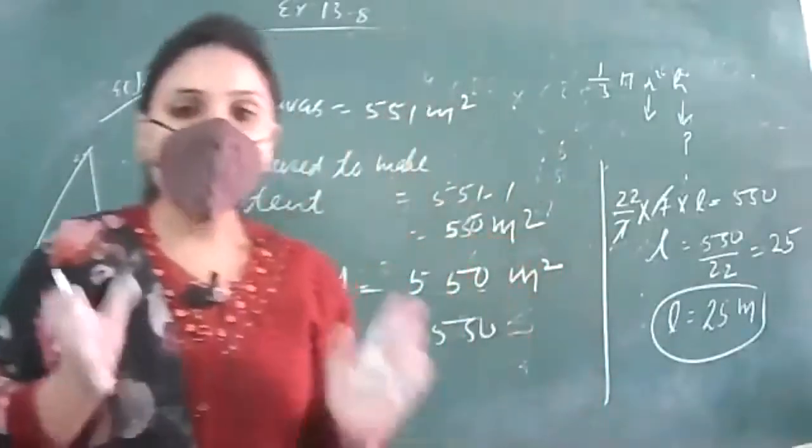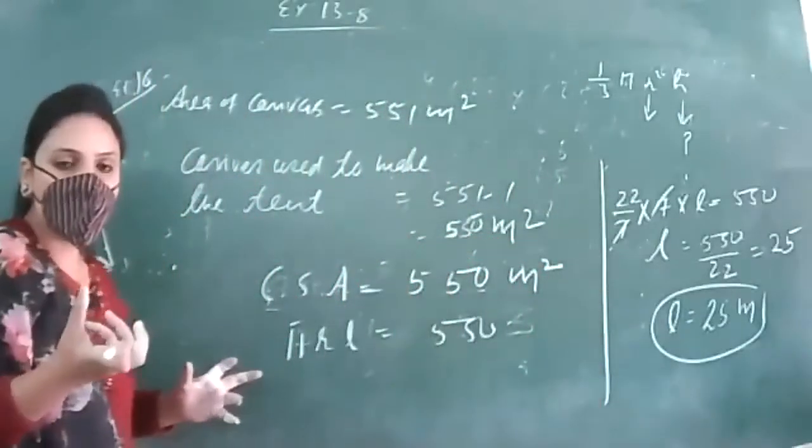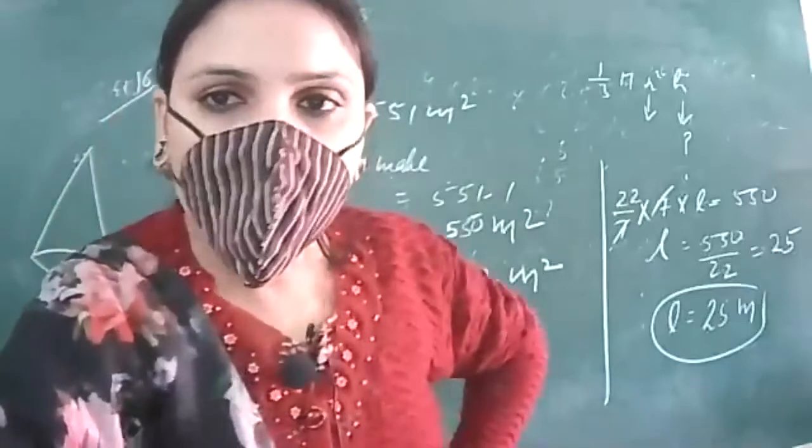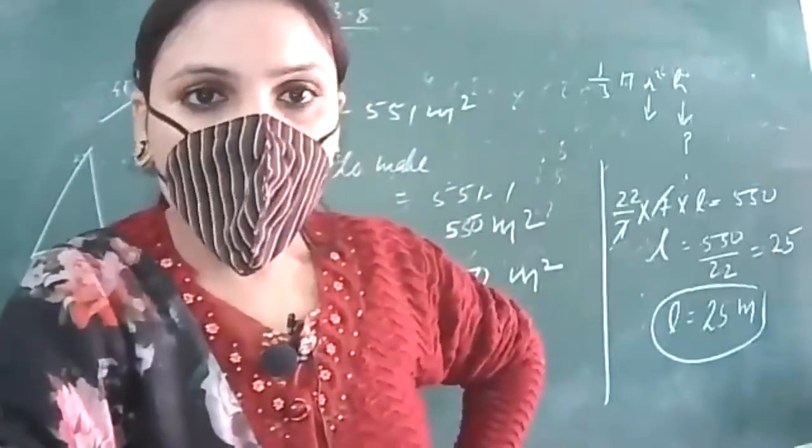So the slant height of the cone, which we wanted to find, comes out to be 25 meters. Now let us use a relation between L, H and R which will give us the value of H.